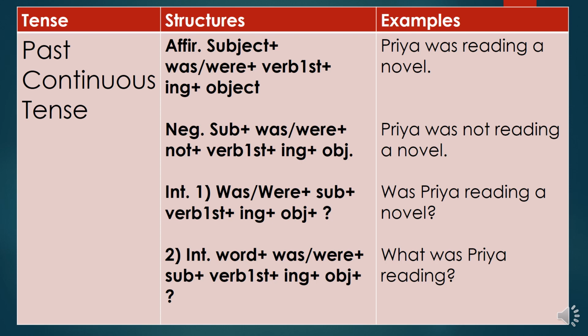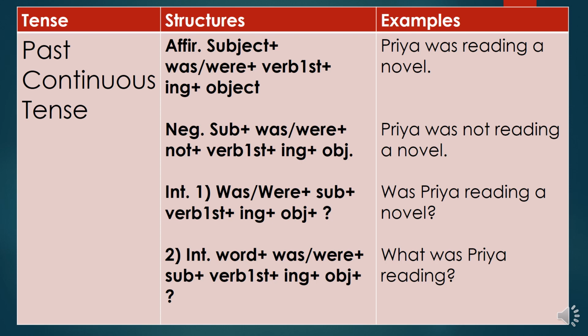So you can see that the past continuous tense expresses the action which was going on, which had not finished but was in continuation. It has happened, but we are saying it in the continuous way. See the structure: first we put the subject, then was or were, then the first form of the verb plus the ing form, plus the object.